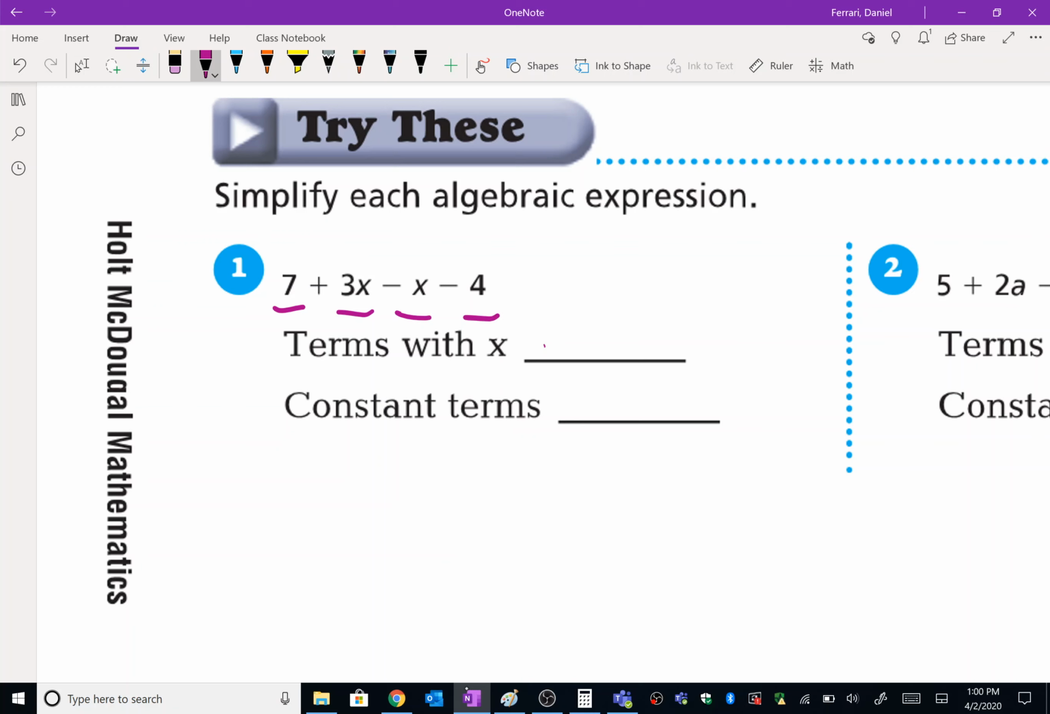Two of my terms have x, okay? So I'm just going to circle those. And again, notice how I included the negative in it. I didn't include the addition sign. I probably could if I wanted to, right? I could circle it with the plus sign.